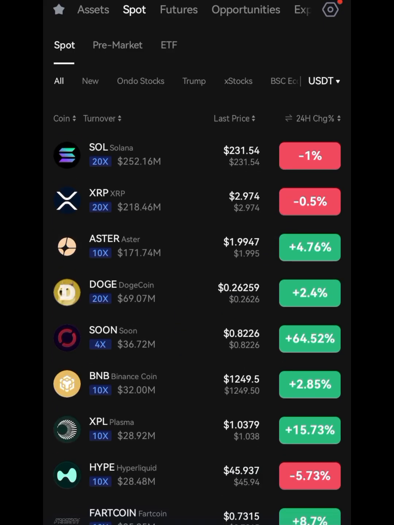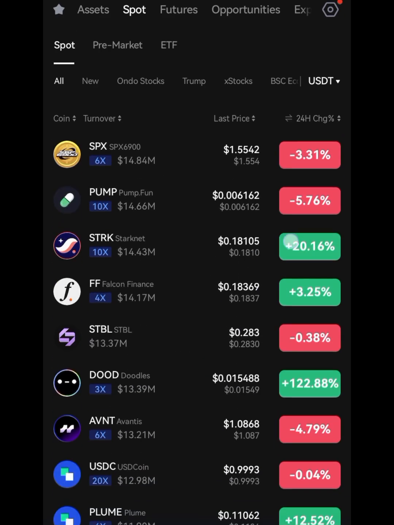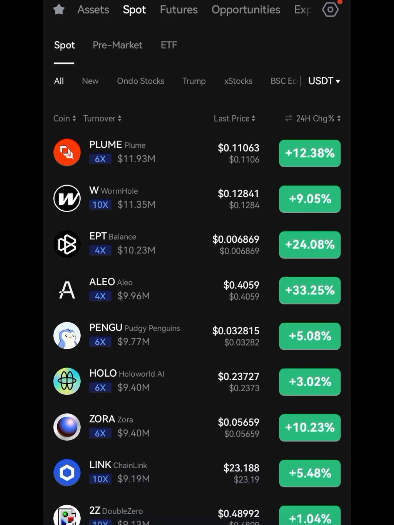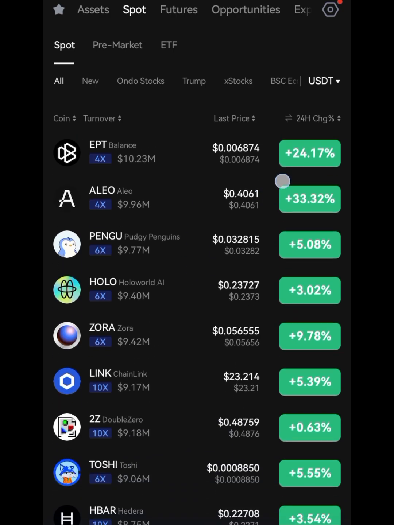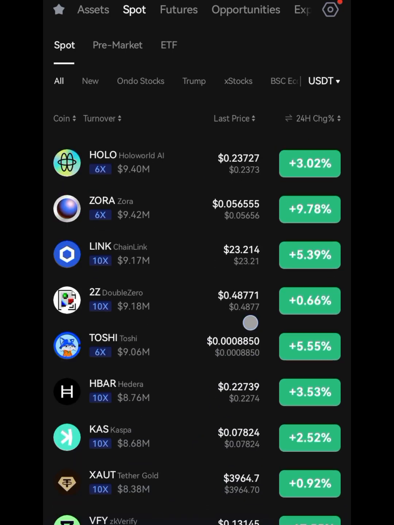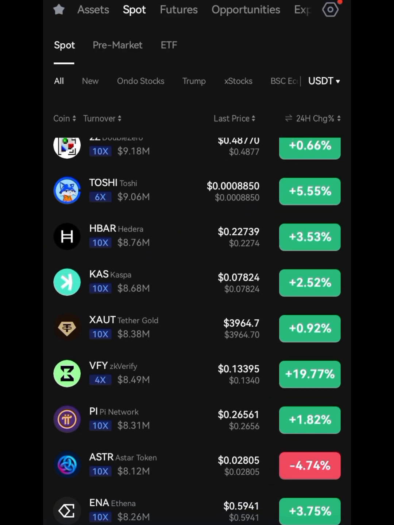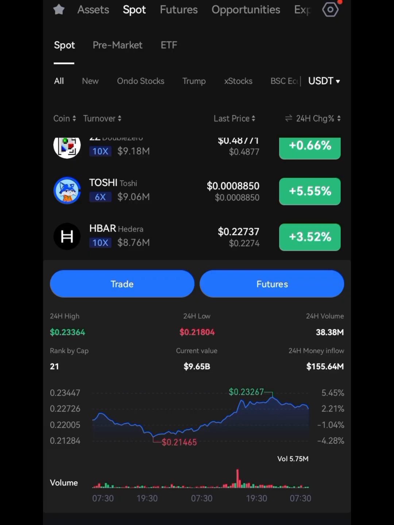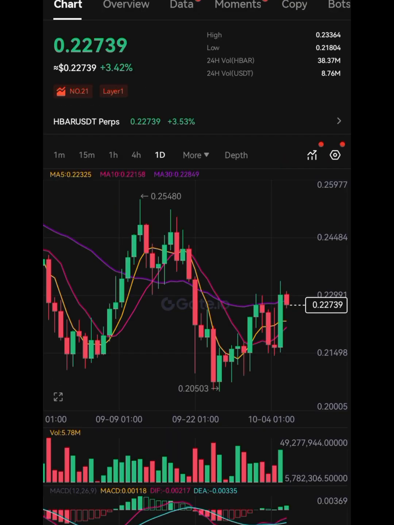Now the first thing you have to do is select the coin you want to analyze, right? I don't know which one we should choose. Let's choose the one that has at least maybe this one, right? No, it's high right now. HBAR, let's choose this one. So we want to analyze this trade, right? Let's open it up. So this is what we want to analyze.